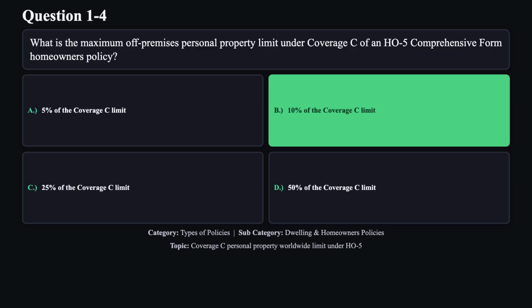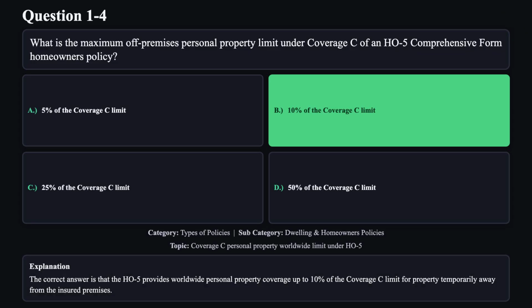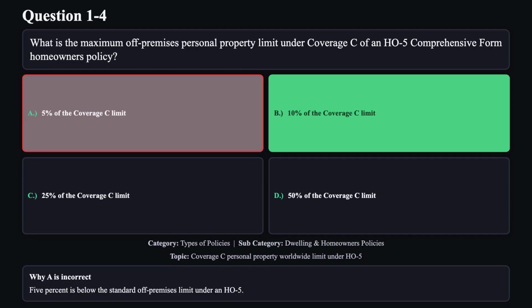The correct answer is B. The correct answer is that the HO5 provides worldwide personal property coverage up to 10% of the coverage C limit for property temporarily away from the insured premises. Reason A is not correct. 5% is below the standard off-premises limit under an HO5.